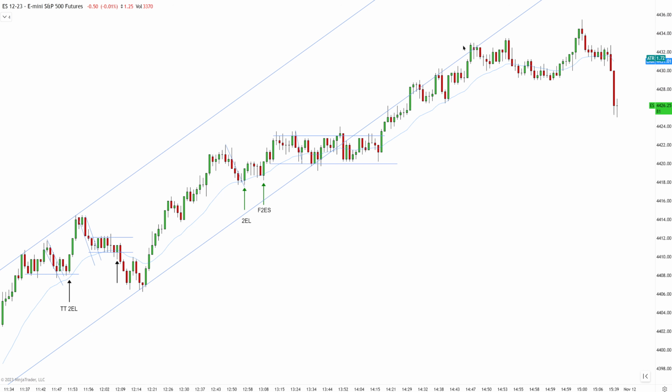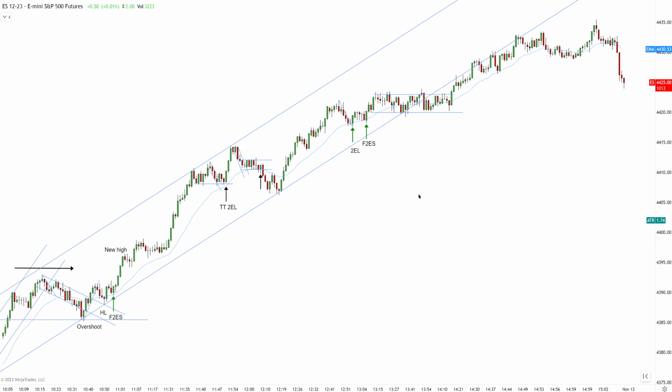You can see the market just continues working higher. Strong uptrend to finish the day with.